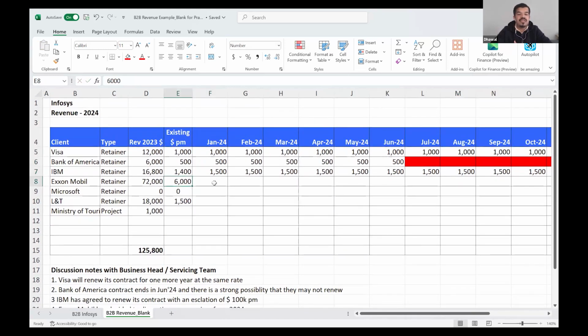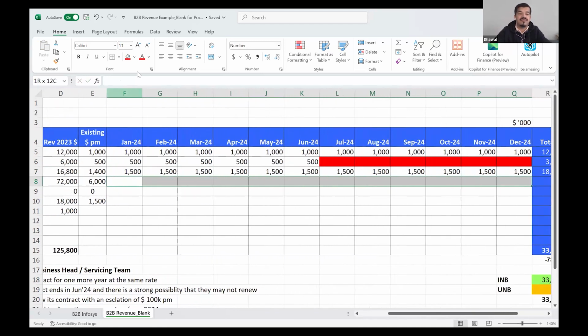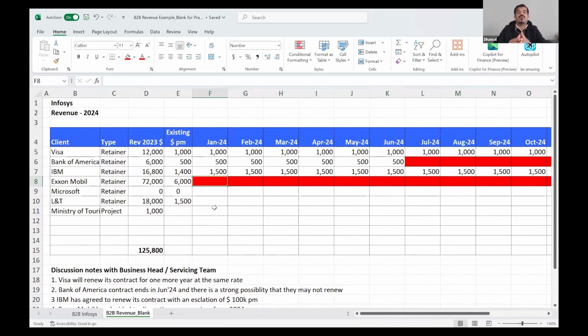ExxonMobil is one of our largest clients in 2023. They have decided to discontinue our services. Whatever might be the reason, they probably want to work with a different vendor. Maybe the 3-year contract has come to an end. They were putting out an RFP, right? Maybe they don't want to see our face anymore. Whatever might be the reason, the problem is that we have just lost our largest client.